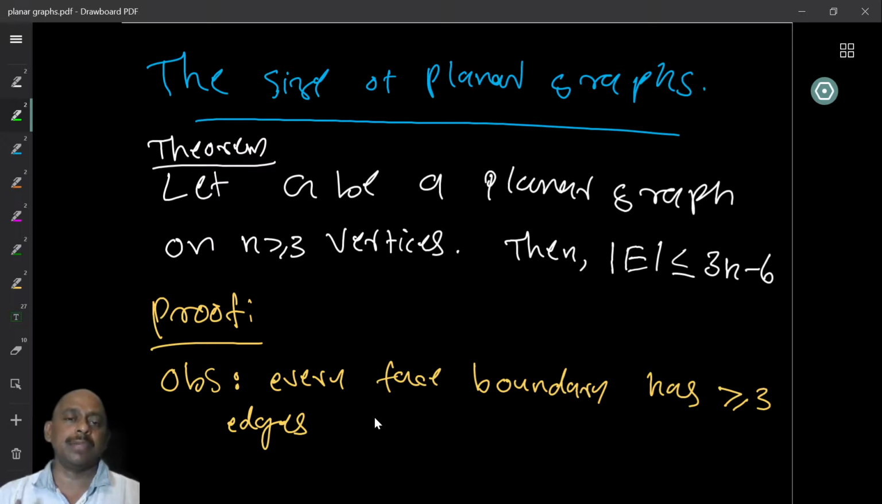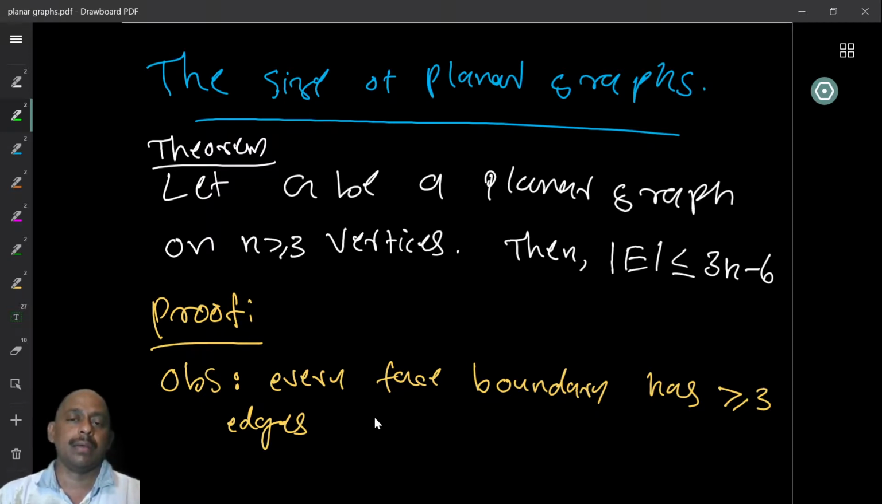So an intuitive way to look at why the number of edges is small is that when you have an embedding, the boundaries of the faces must all have edges that define the boundary of the face. But now, if you take any face, the face boundary has at least 3 edges. For any face to be defined, you need at least 3 edges because you need cycles to define it.